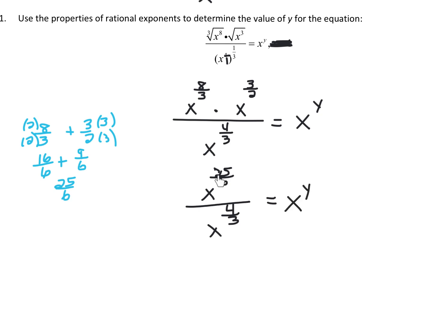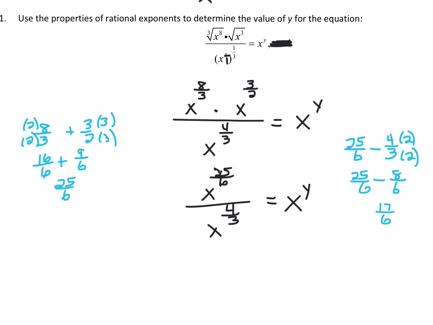Now we're dividing two terms with the same base. When you divide two terms with the same base, you subtract these exponents. I know this is super messy, but this says 25/6. I'm going to do this off to the side as well. If I take 25/6 and subtract 4/3 from it, in order to find a common denominator, I'm going to multiply the second fraction by 2 over 2. So that leaves me with 25/6 minus 8/6. And since 25 minus 8 is 17, that's going to give me 17/6.